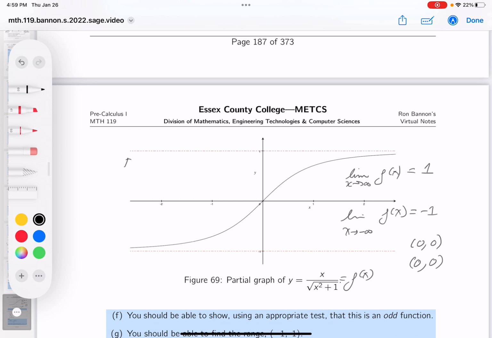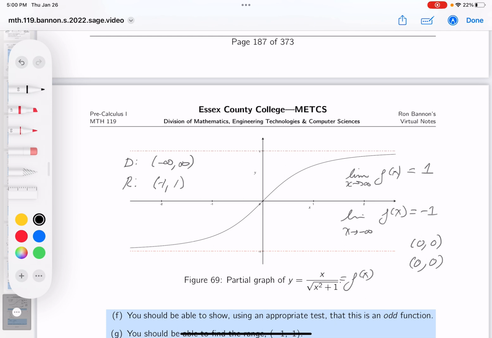I could also write the domain of this problem down. The domain is all real numbers, so from minus infinity to infinity. And I actually think I could write the range down looking at this. And the range appears to be, just looking at the picture, by the way, from minus 1 to 1.